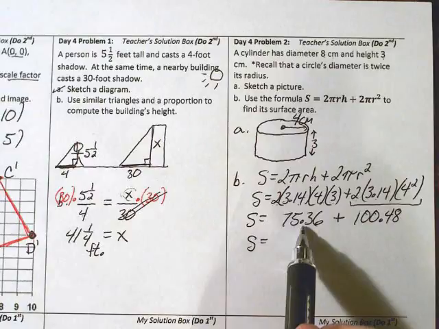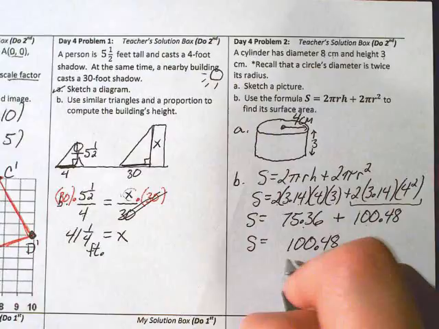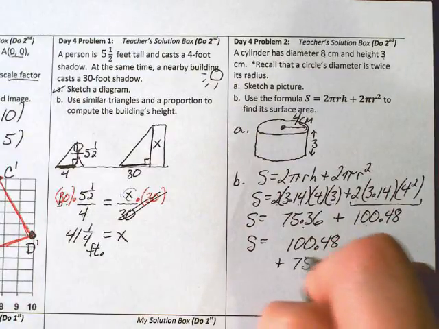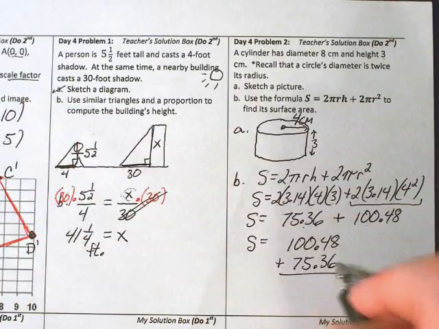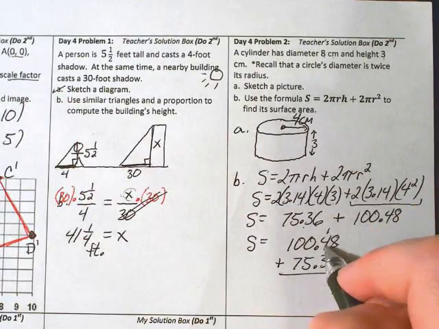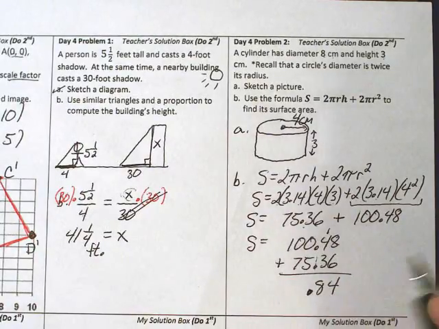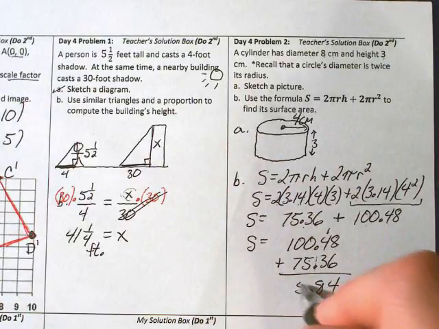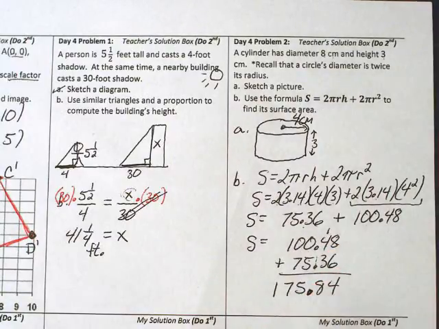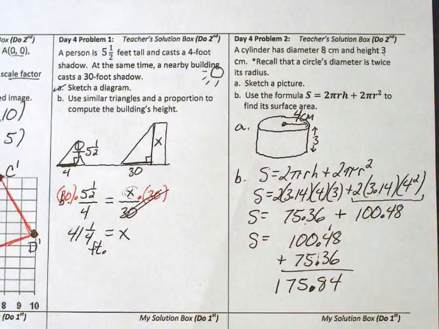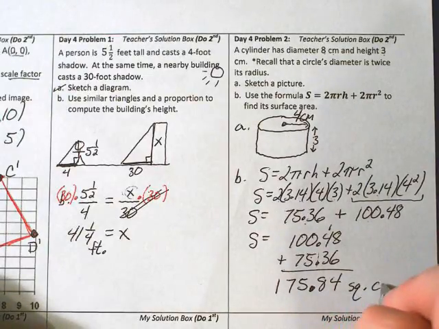In the final step, we can add together these 2 numbers. So 100.48, add 75.36. 8 plus 6 is 14, carry 1. 4 and 3 is 7, plus 1 is 8. The dots line up and come straight below. 0 plus 5 is 5. 0 plus 7 is 7. And then here is 1. So our answer for the surface area is 175.84 square centimeters.